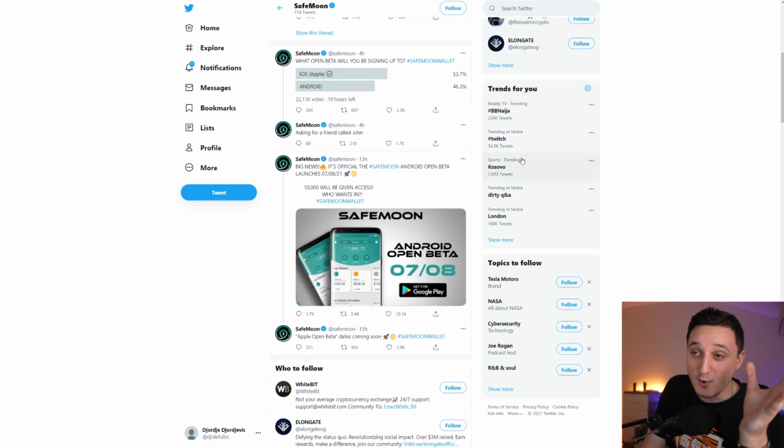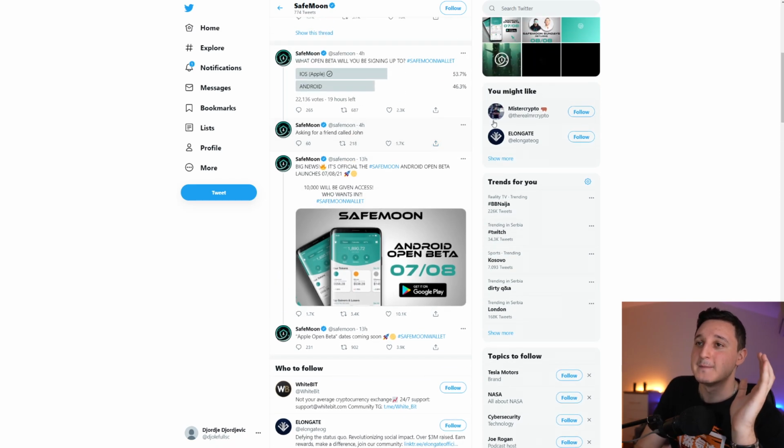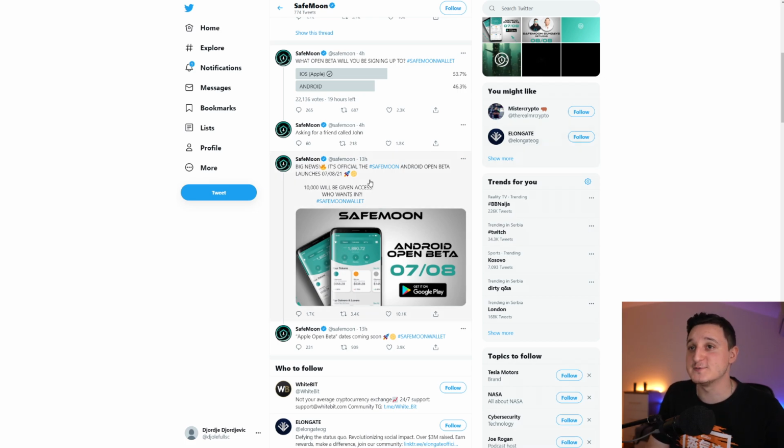This is the most important part that just happened to Safemoon. It says here, the big news, it's official. The Safemoon Android open beta launches on the 7th of August, that is going to be the release date. 10,000 people will be given access who want in. Apple open beta dates coming soon. So like I said, 10,000 members will have access to actually use the Safemoon open beta wallet. This is not a full release. This is a beta release, but it's a lot more open.